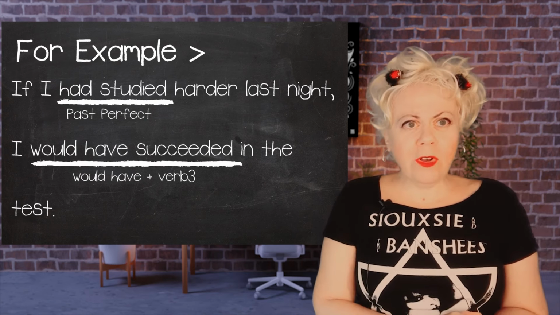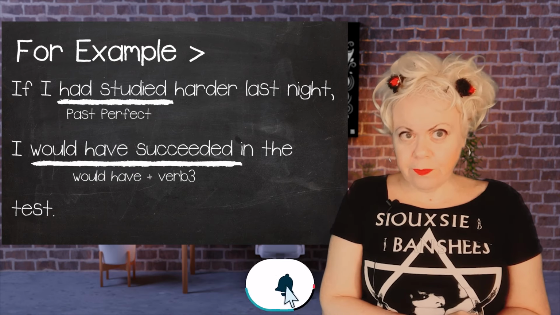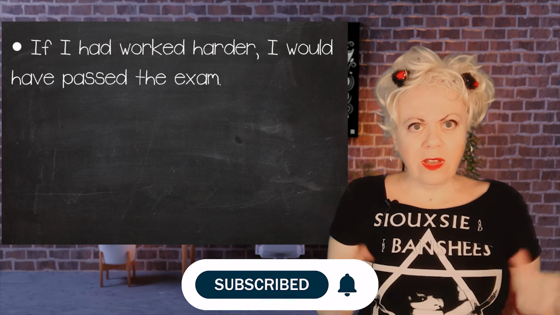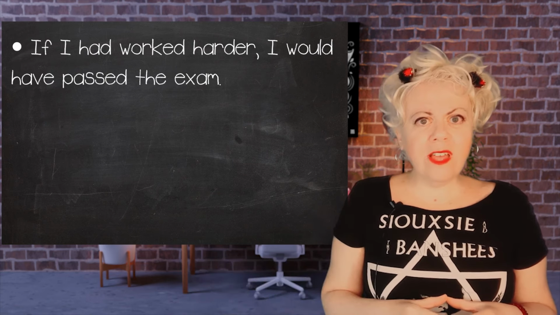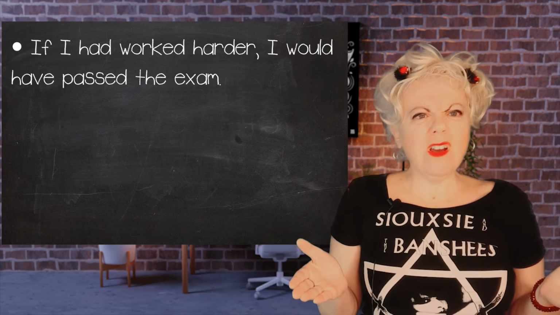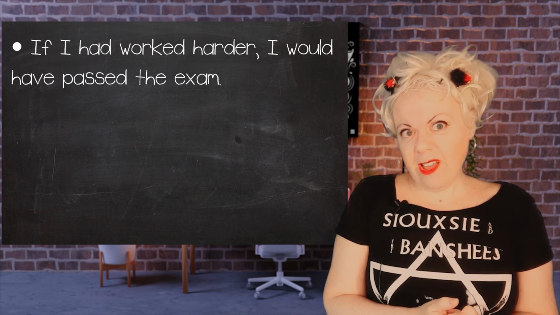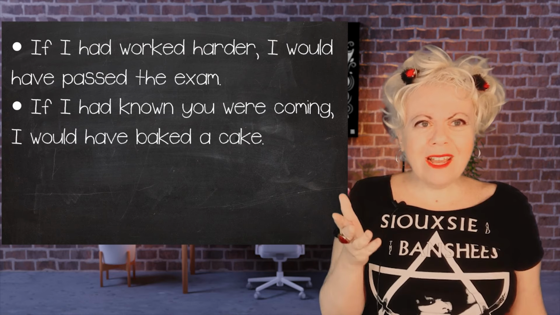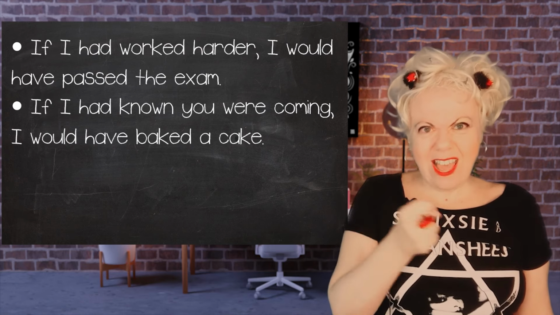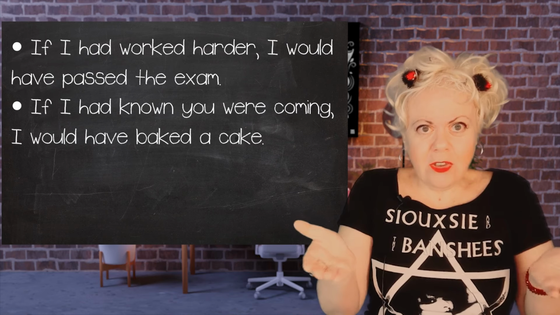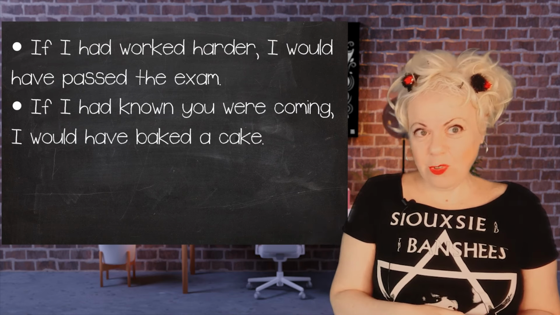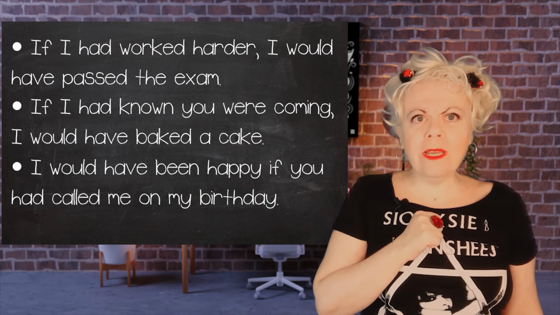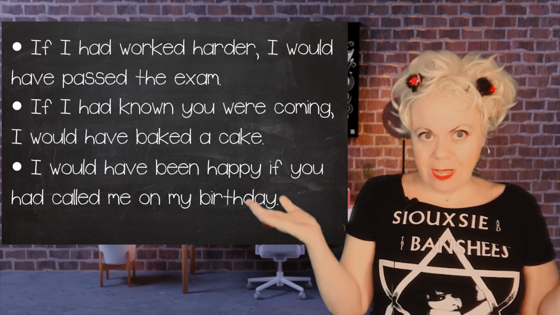Here are a few more good examples for the third conditional. If I had worked harder, I would have passed the exam. But I didn't work hard and I didn't pass the exam. So you see, if I had known you were coming, I would have baked a cake. But I didn't know that you were coming, so I didn't bake a cake. Naughty me. I would have been happy if you had called me on my birthday. Again, the same thing.